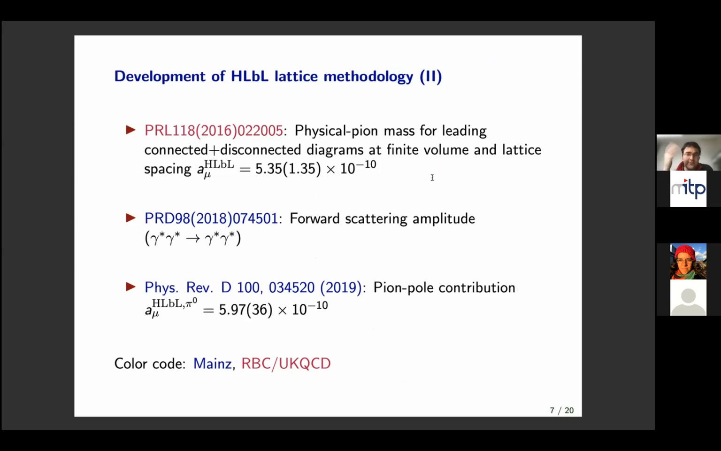Now, further on with this method, RBC UKQCD in 2016 calculated for physical pion mass the leading connected and disconnected diagrams, the first line there, in finite volume and at a single lattice spacing.